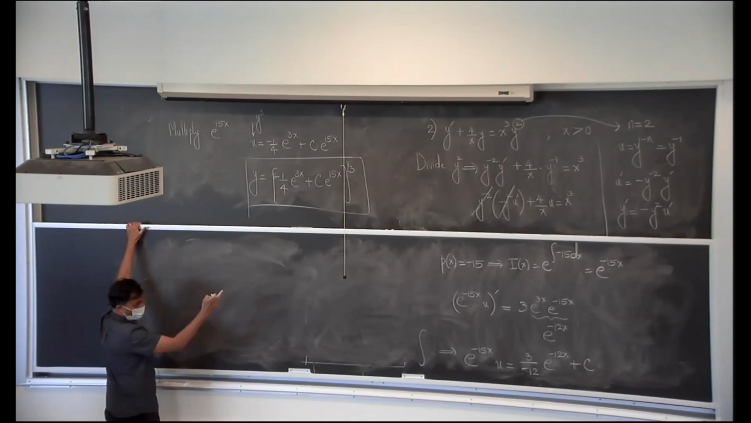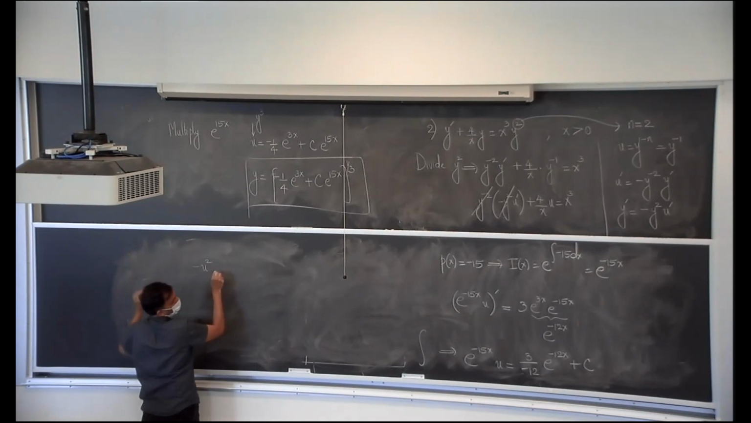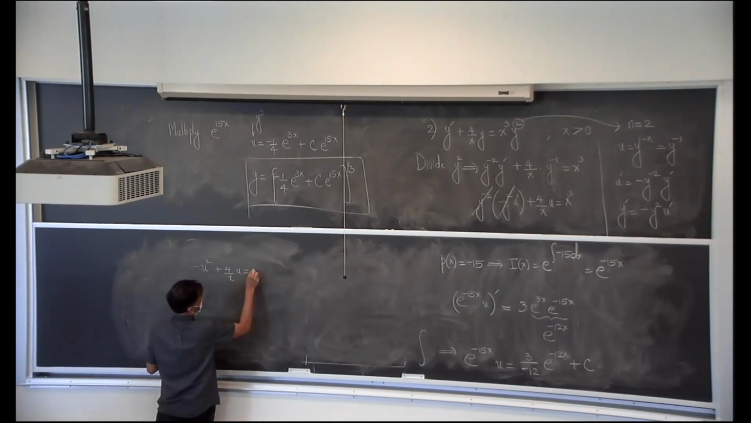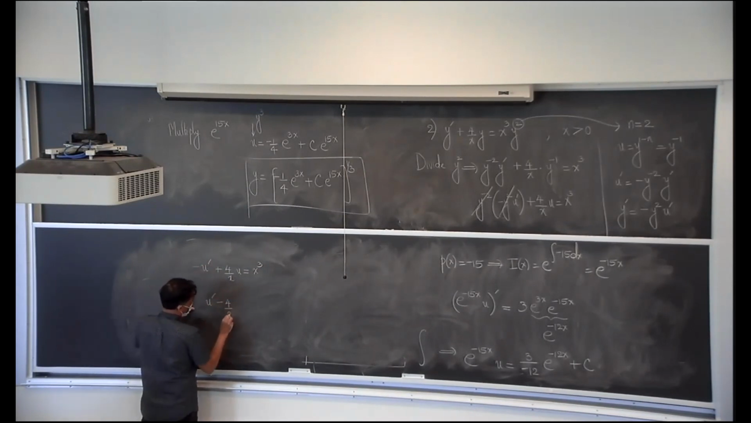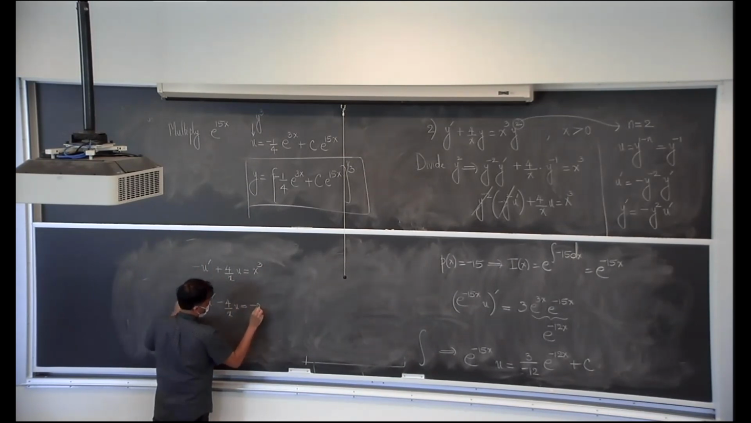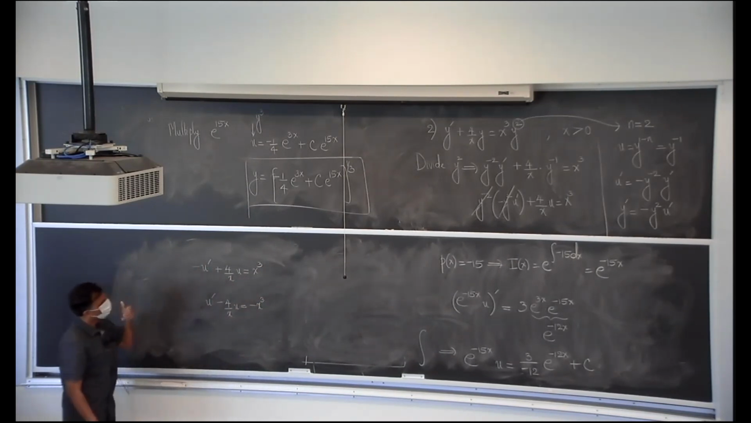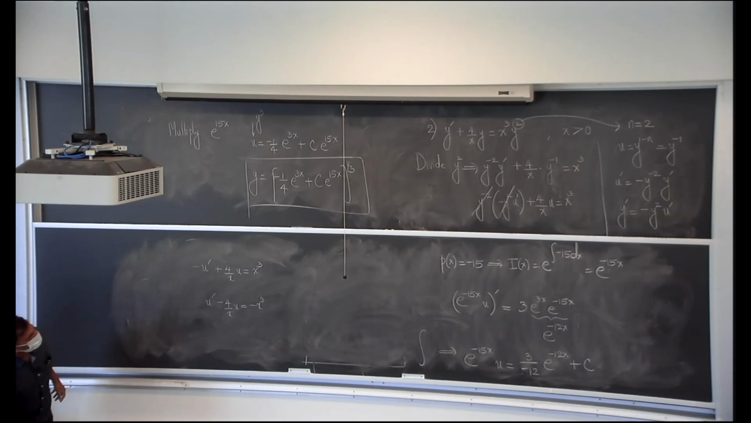So don't forget there is a negative in front of the first term. Okay, so it's negative u prime plus 4 over x times u equal to x over 3. So when you negate it, u prime minus 4 over x times u equal to negative x over 3. Put u prime there, right? Yep.